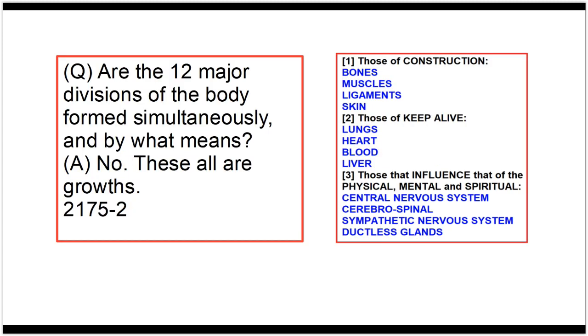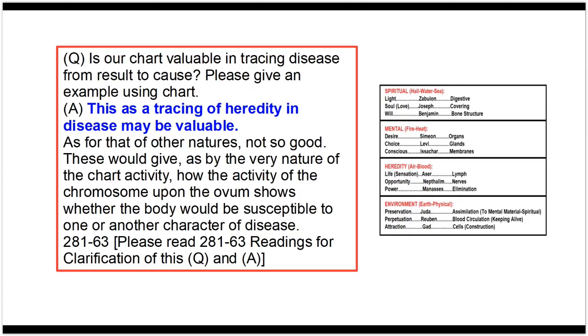Are the 12 major divisions of the body formed simultaneously, and by what means? No. These all are growths. Is our chart valuable in tracing disease from result to cause? Please give an example using chart.